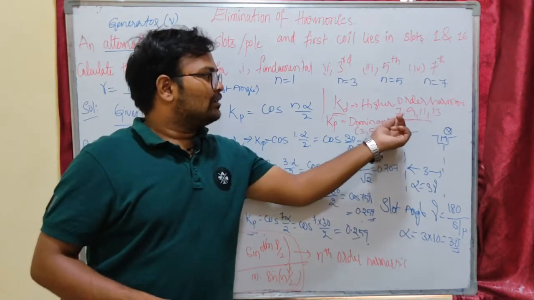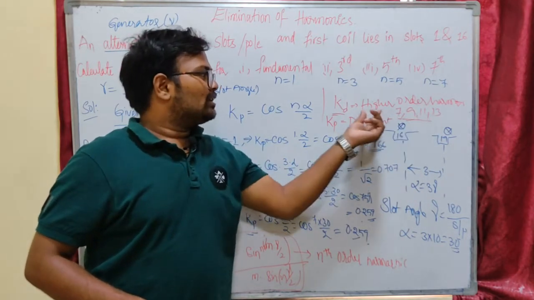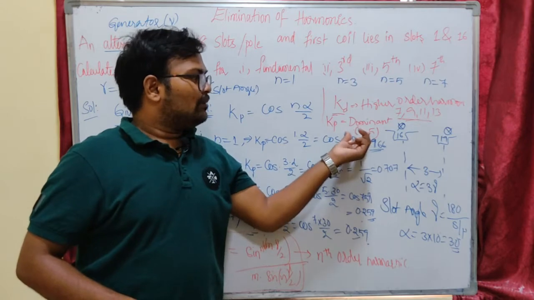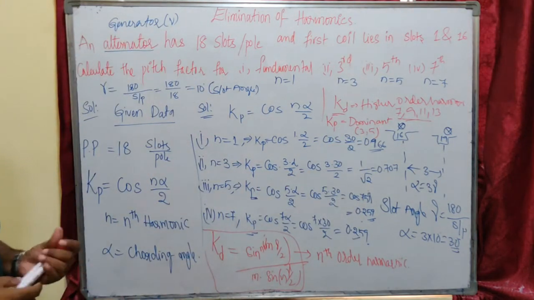These are higher order harmonics. The number is increasing from 5 to 7. So these are called higher order harmonics. Higher order harmonics can be eliminated by the distribution factor. Dominant harmonics can be eliminated by our pitch factor. Okay, this is the idea. Now let us take another problem.